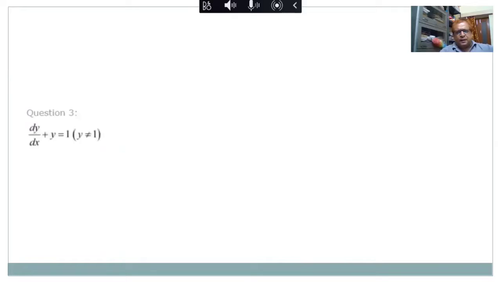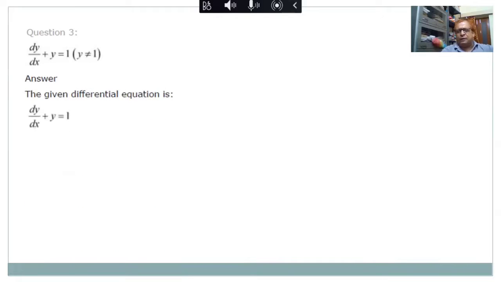Just see. In the third question, dy upon dx plus y is equal to 1. Again, we will separate the variables. So how will you do it? Multiply both sides by dx, and we get dy plus y dx is equal to dx. Now dy is equal to (1 minus y) dx, because y dx goes to the right hand side, and after taking common, we get this.